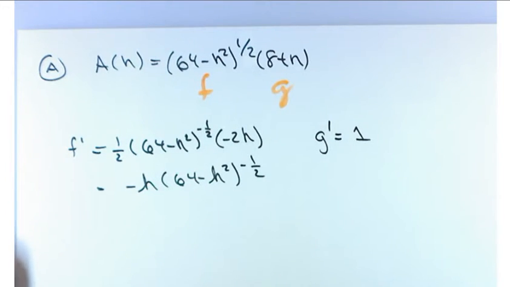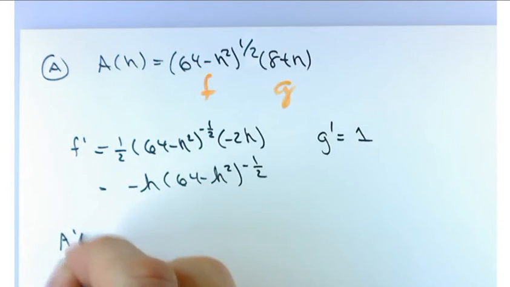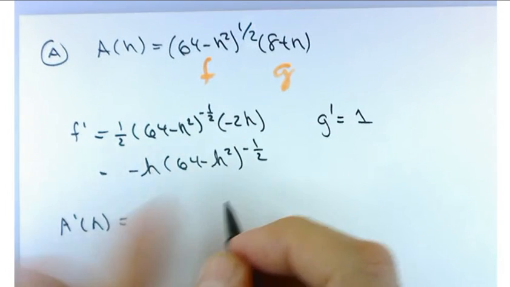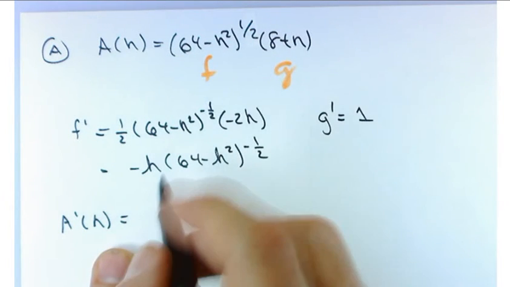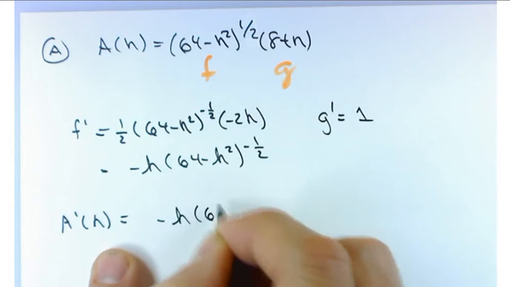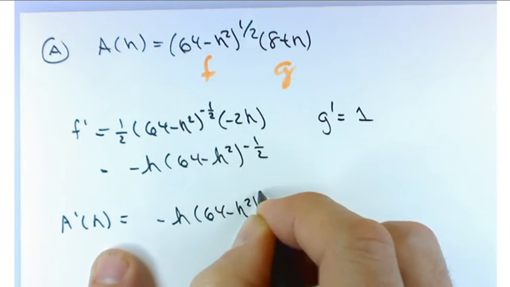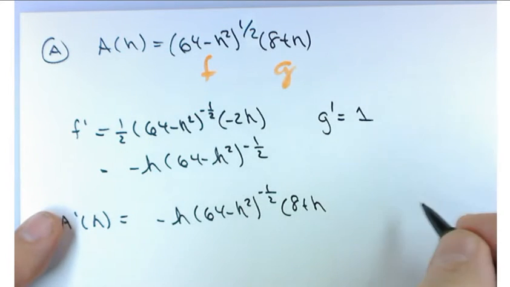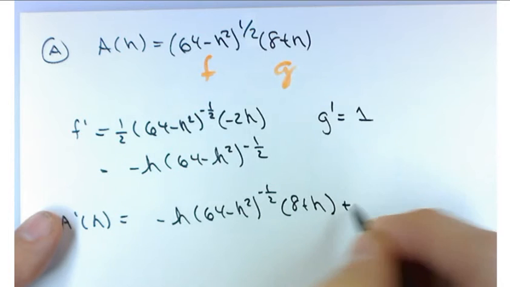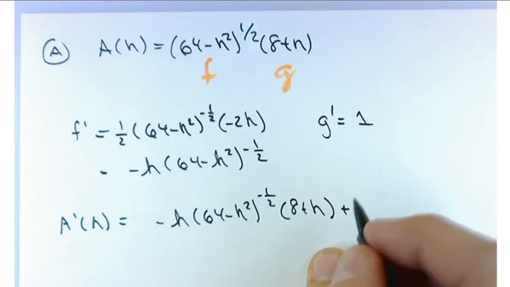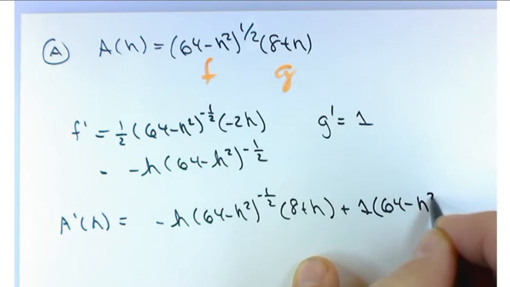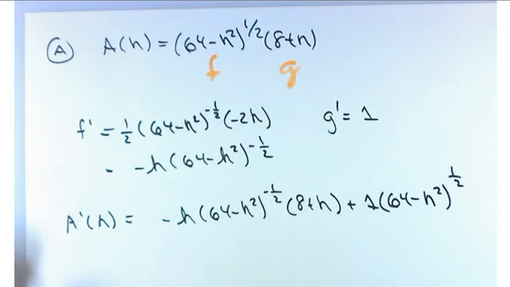So that's nice. So I need A prime of h is going to be F prime G plus G prime F. So F prime is going to be negative h, 64 minus h squared to the negative 1/2 times G, which is 8 plus h, plus G prime, good, times F, which is 64 minus h squared to the 1/2.